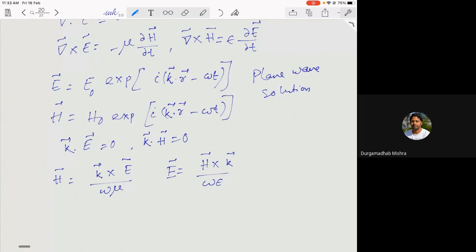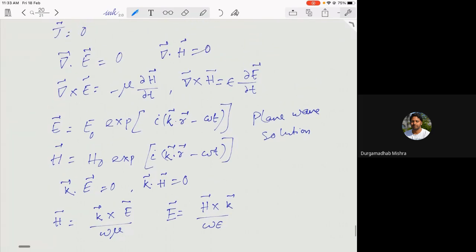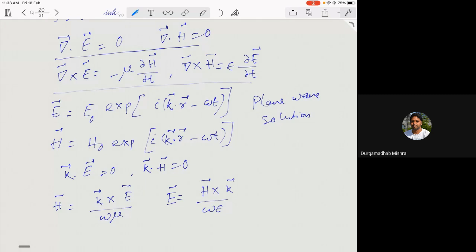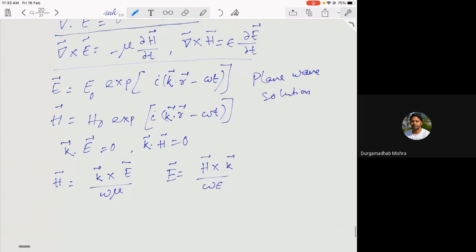So when you solve the first two Maxwell's equations, you get K dot E equal to 0 and K dot H equal to 0, and the second two you will get from this. The first one tells you that your electric field and magnetic field are always perpendicular to your propagation direction, and these two tell you that K, E, and H, all the vectors, are perpendicular to each other, and that is what shows you the transverse nature of the electromagnetic wave.